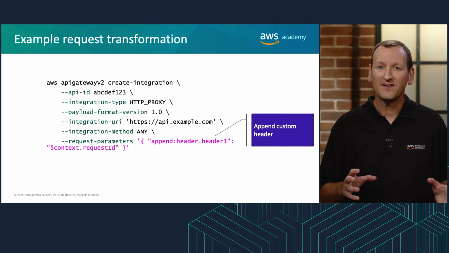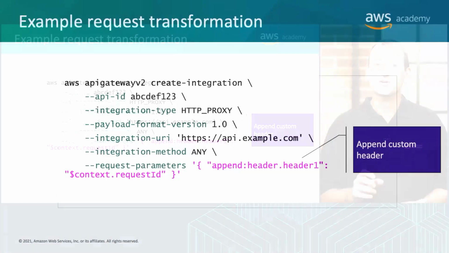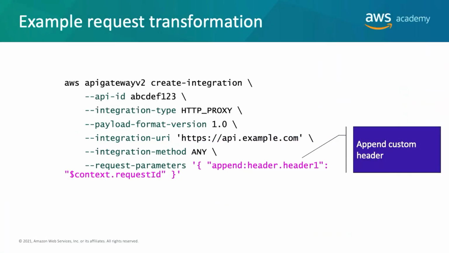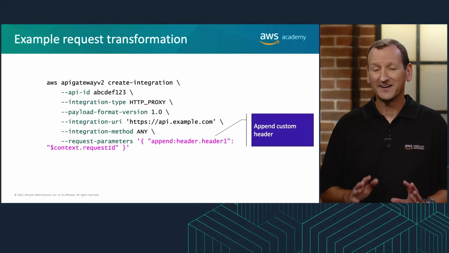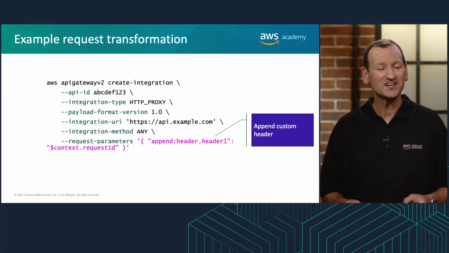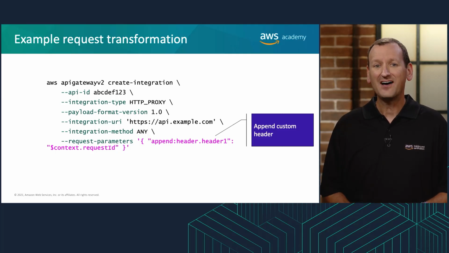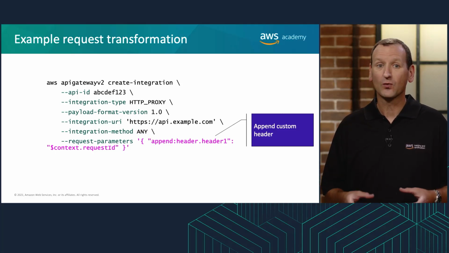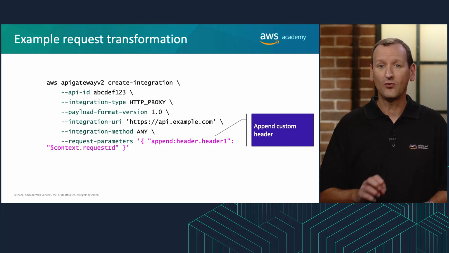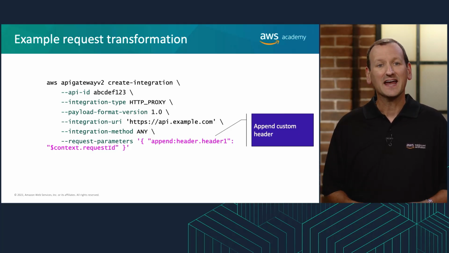This slide shows an example of request transformation. You can append, overwrite, or remove any header value that you choose. You can also do these tasks for query string values, and you can override entire paths. Request parameters are a key-value map. The key identifies the location of the request parameter to change and how to change it. The value specifies the new data for the parameter. The example adds a header named header1 to an API request before it reaches your backend integration, and API Gateway populates the header with the request ID.